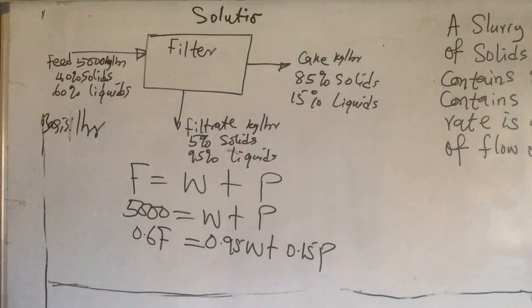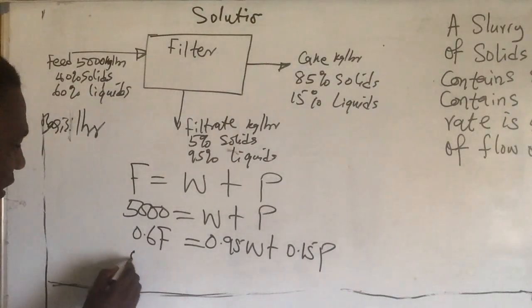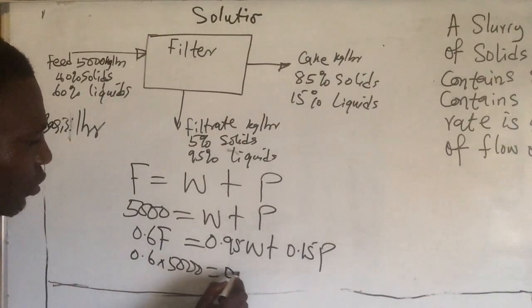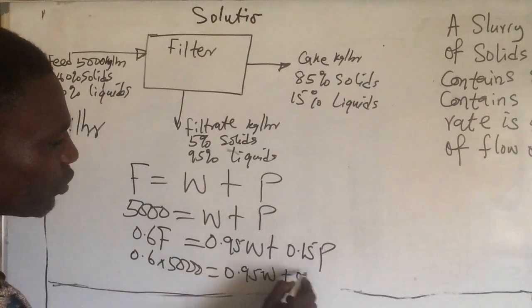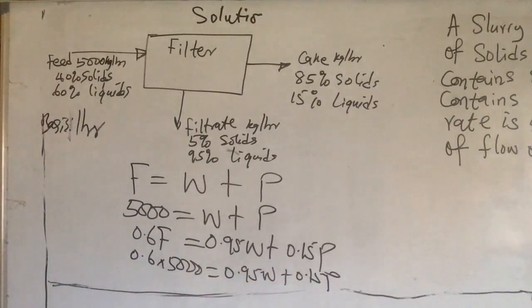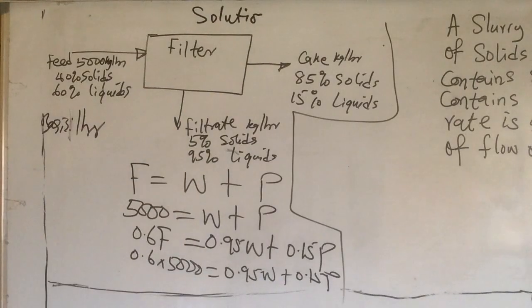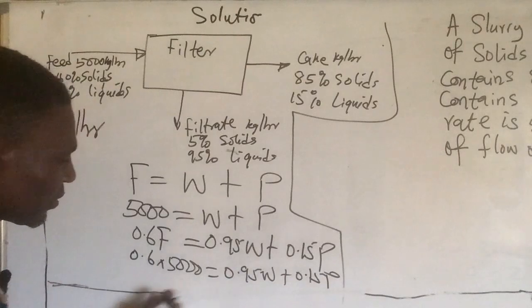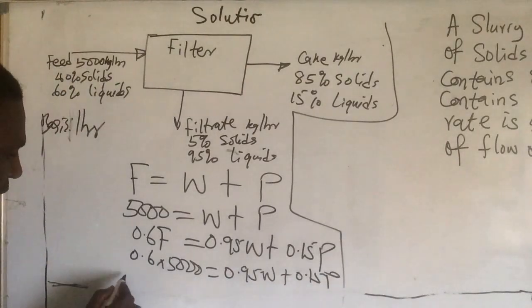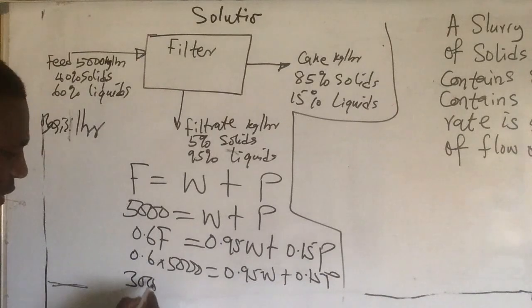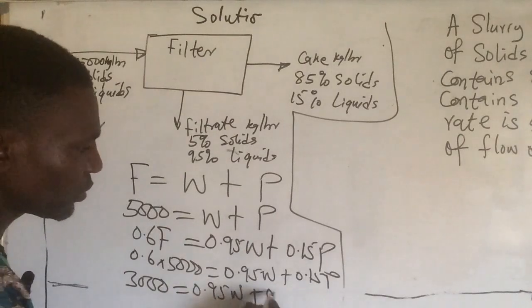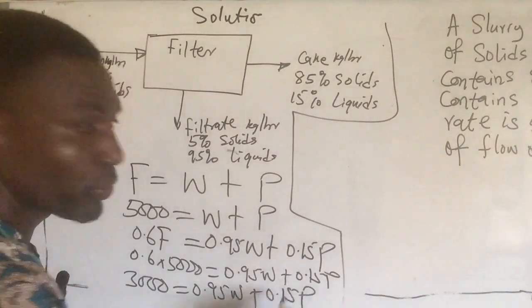Now we have feed to be 5,000. So 0.6 times 5,000 equals 0.95 W plus 0.15 P. Remember, 5,000 times 0.6, you now have 3,000. So 3,000 equals 0.95 W plus 0.15 P, right?